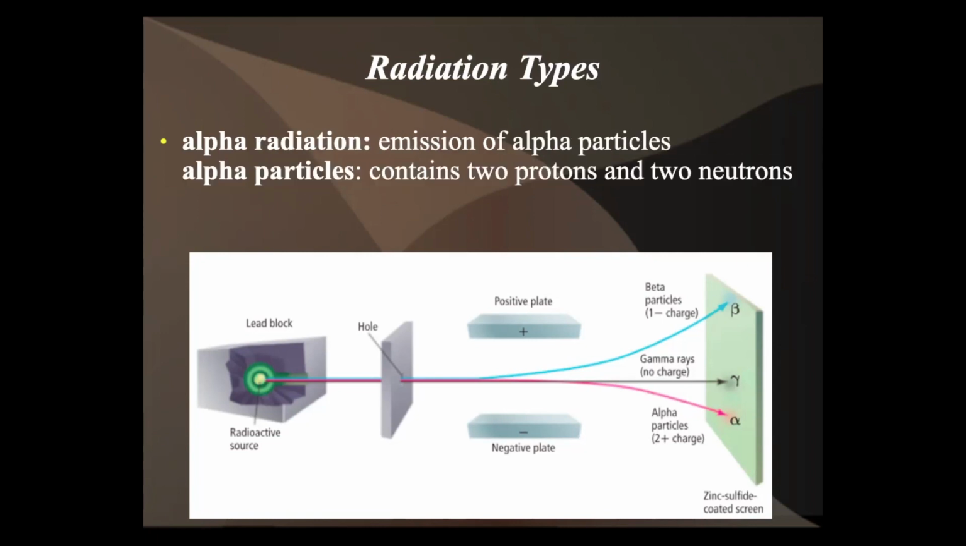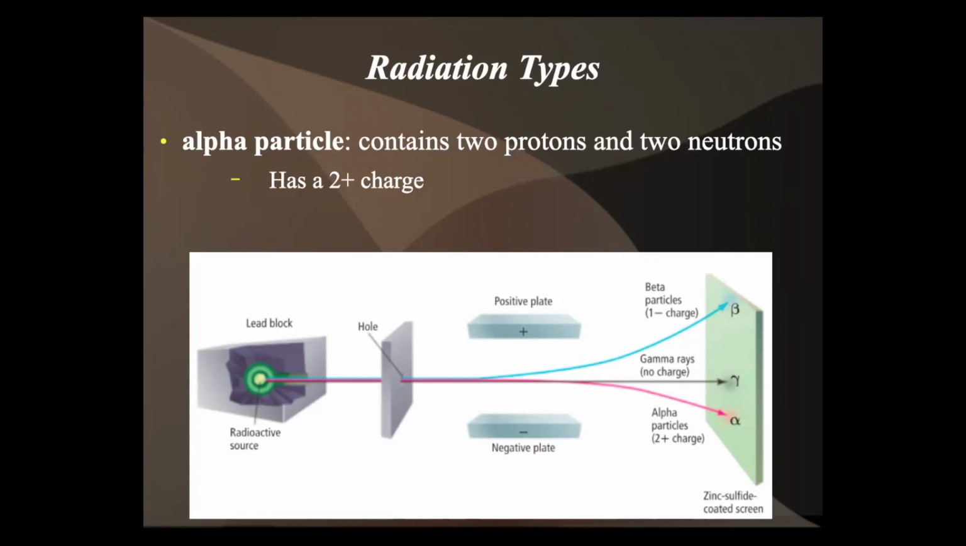Does everybody have these down? Okay. On this slide, write down just the bottom bullet point that it has a +2 charge. It has 2 protons, and each proton has a +1 charge, but there are no electrons to balance out the +2 charge. And so it just stays as +2. Helium is neutral, but if you take away the 2 electrons, it becomes +2. And so an alpha particle has a +2 charge.